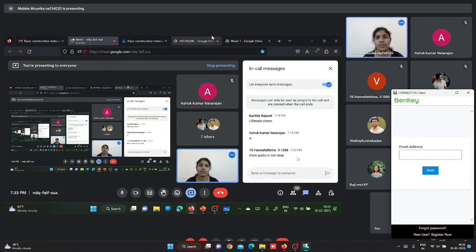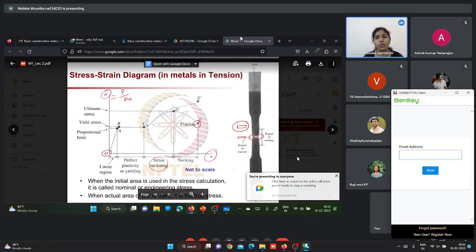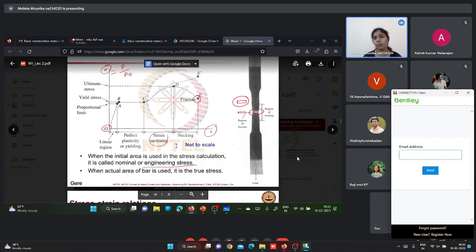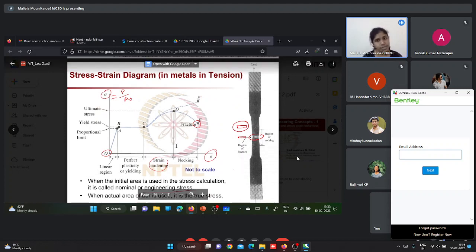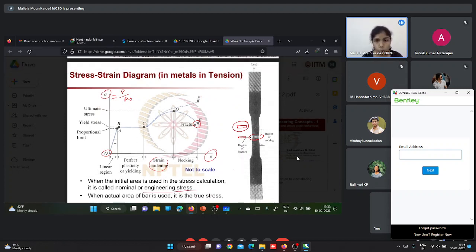First I'll let you know what the Young's modulus is and what its importance is. Young's modulus is nothing but the slope of this curve up to the proportional limit. The slope of the stress strain curve in the elastic region is known as the elastic modulus.